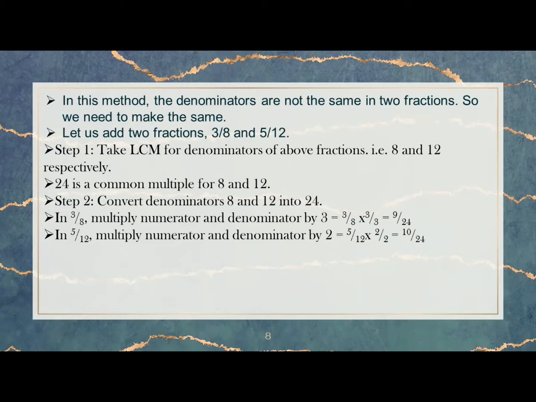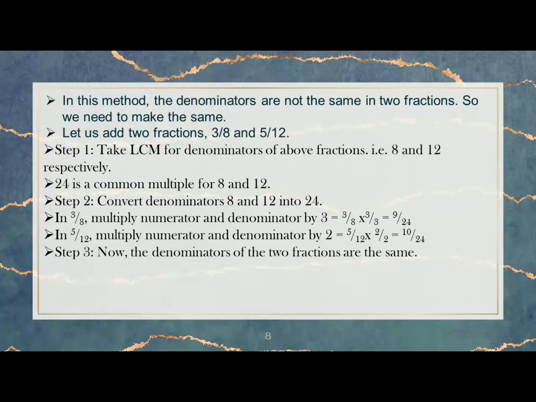In 5 by 12, which is the second fraction, multiply numerator and denominator by 2, which would be equal to 5 by 12 into 2 by 2, which would be equal to 10 by 24. So here we multiplied by 2 by 2, not 3 by 3, because if we multiply 12 by 3, we are going to get 36, not 24, but when we multiply 12 by 2, we are going to get 24. This is our lowest common multiple.